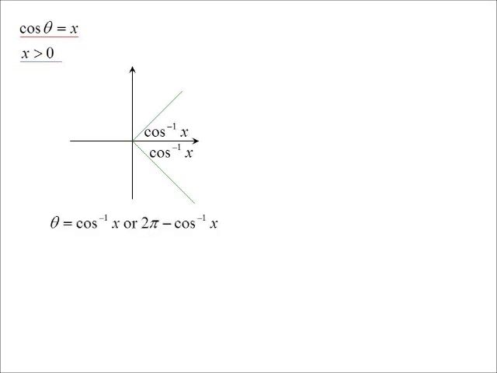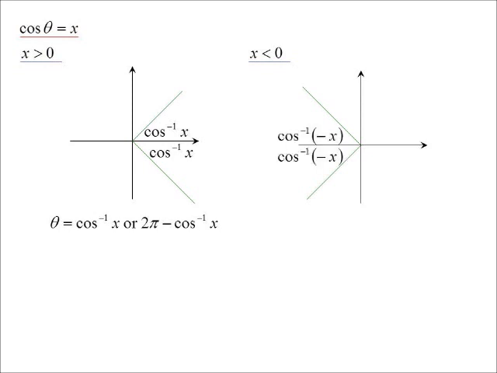Let's do the same for cosine. Let's see what happens. So if x is positive, well in that case we're in the first quadrant or the fourth quadrant. Acute angle would be inverse cos of x. So we get inverse cos of x or 2 pi minus inverse cos of x. But if x is negative, we're in the second quadrant or the third quadrant, but now we want the inverse cos of negative x to get the acute angle. So we'll have pi minus the inverse cos of negative x, or pi plus the inverse cos of negative x.